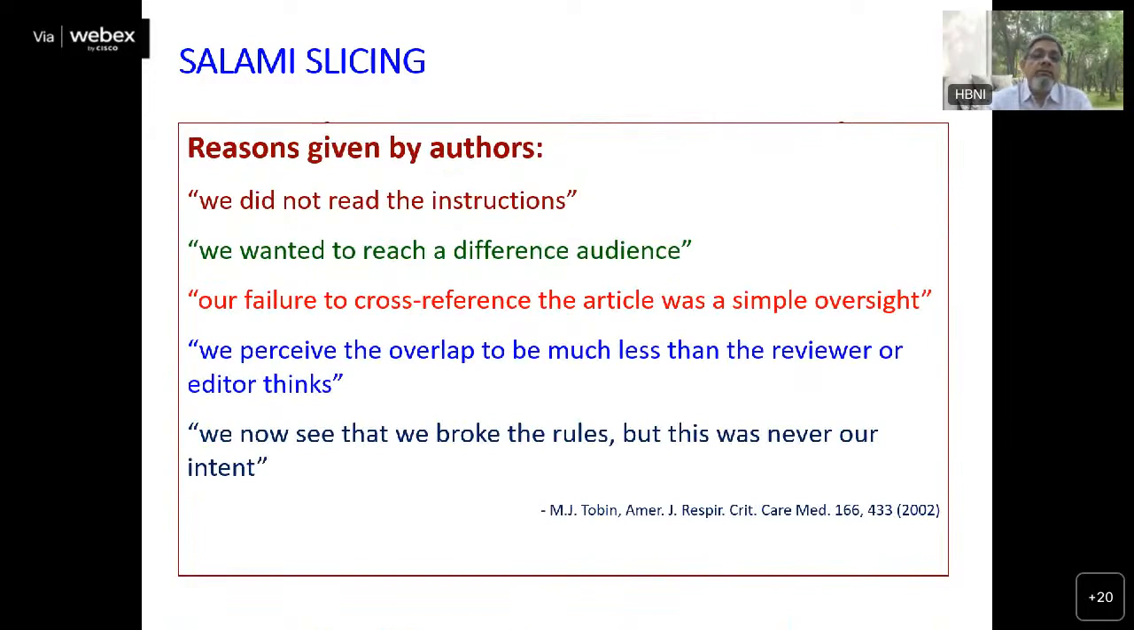The reasons given by many people are quite shallow. Okay. So sometimes they say we did not read the instructions. Sometimes they say that, oh, we would like to reach different audiences with these different papers. Then they say, okay, we simply forgot to make a cross reference to our earlier papers. Then some people say that, okay, we think that the overlap is much less than what the editor or reviewer thinks. Okay, as if they know much more than the editor or reviewer. It can happen, but not always. Then again, they also very glibly say that, okay, we broke the rules, but that was not our intention. So these kinds of shallow reasons are given by people when they are caught.